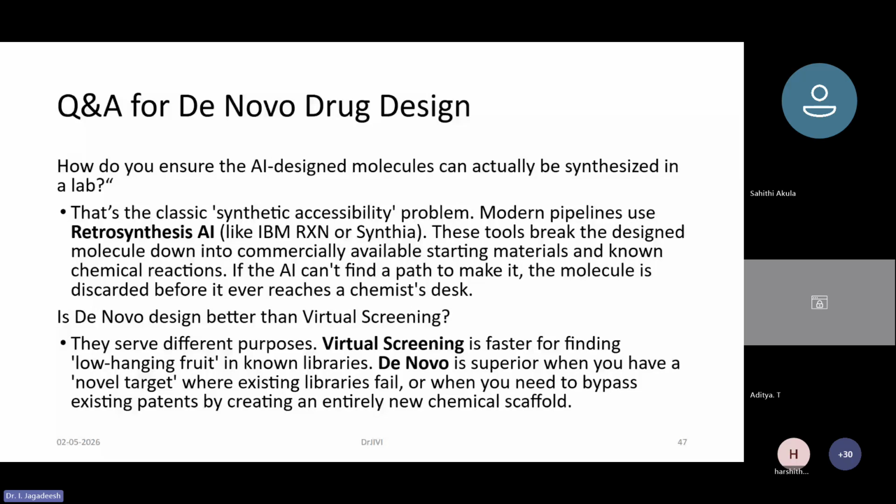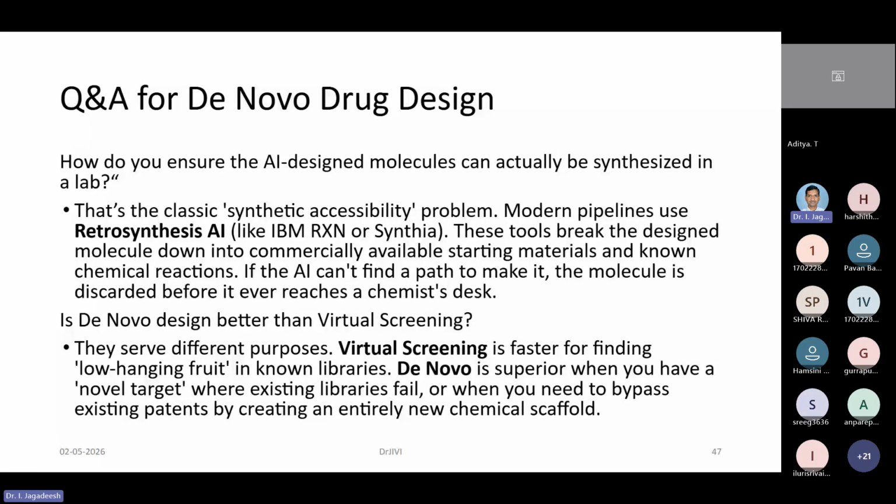So let us proceed. What are some questions which are generally present in de novo drug design? How do you ensure an AI-designed molecule can actually be synthesized in the lab? Some question you may be getting in your mind: sir, we have made it with a computer, it is not possible, or how do we do it in the lab? That is actually what your question may be. Generally, this is a classic synthetic accessibility problem.